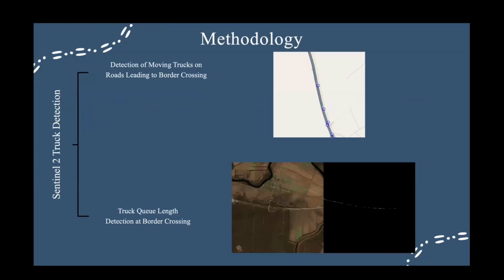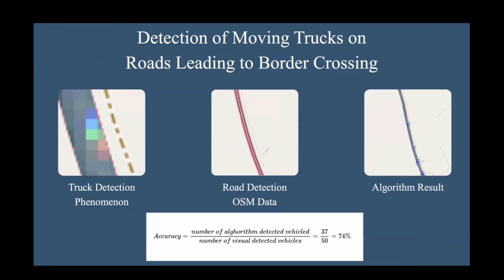And we developed 2 algorithms here. The first one is used for detection of moving trucks on roads leading to border crossing, in order to extract the density of the transportation. And the second algorithm is devoted to truck queue length at border crossing, when it comes to only trucks.